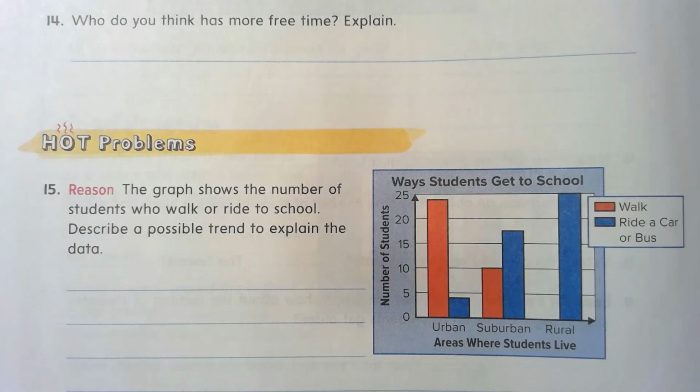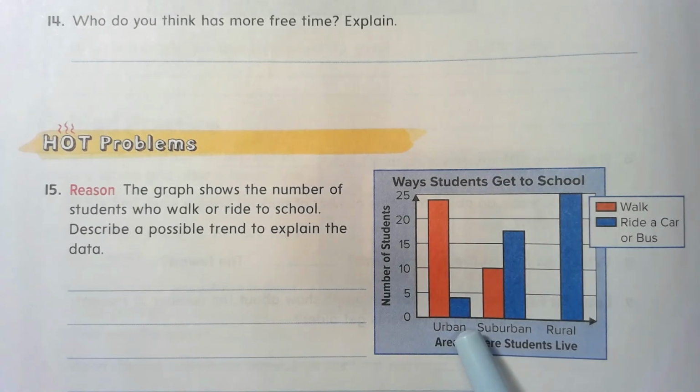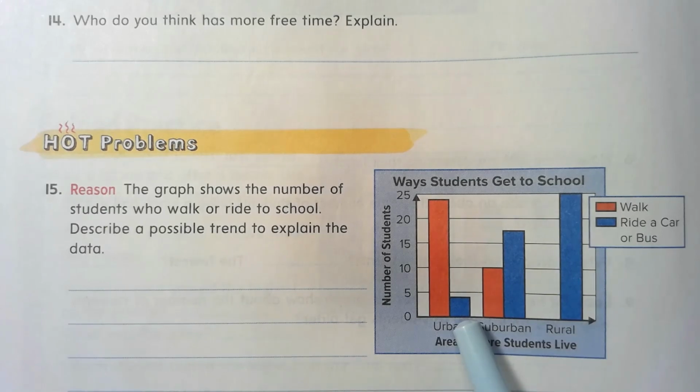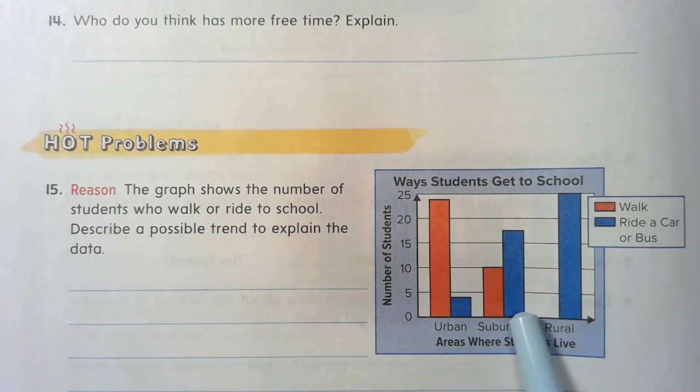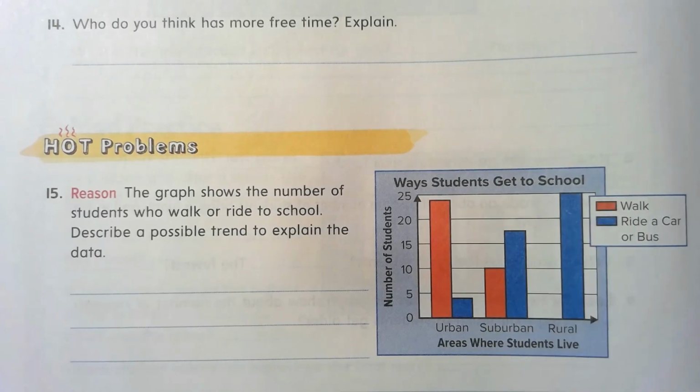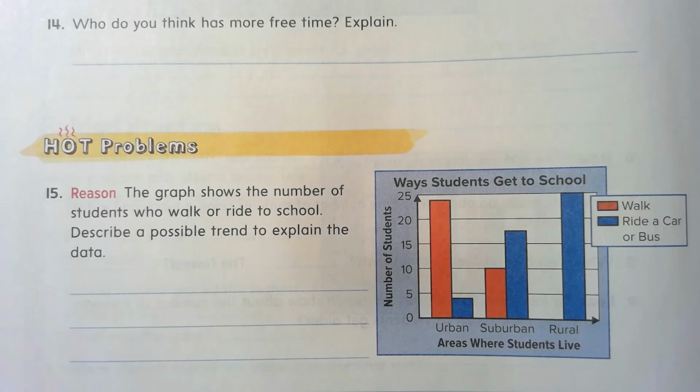As far as the trend in the graph, it appears that as you get farther away from the city, you're more likely to ride a car or take a bus to school, because not very many students living in a city do that. But as we get farther away from the city, on the outskirts of a city, more people are riding a car or taking a bus. And when you get way away from a city, everybody is riding a car or taking a bus. So the trend in this graph would be the farther away you get from the city, the more likely you are to ride a car or take a bus to get to school.